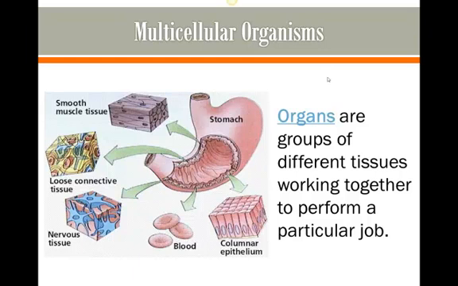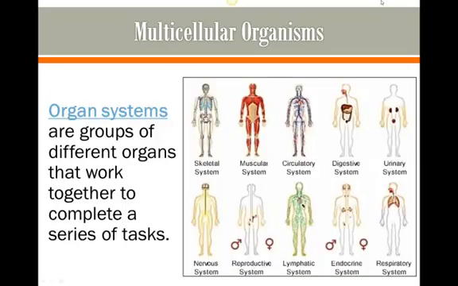So cells make up tissues. Tissues then make up organs. What do organs that are working towards a common function then produce? They produce what your book calls organ systems. I just simply refer to it as systems. So organ systems are groups of different organs that work together to complete a series of tasks.